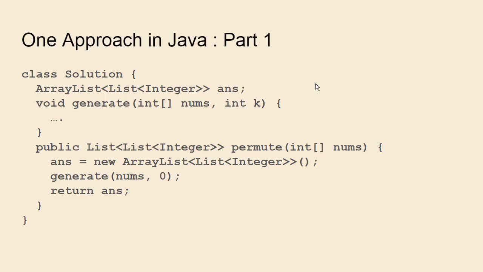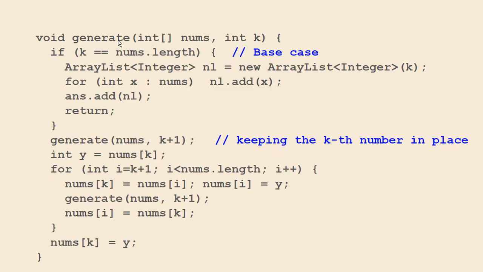This indicates that we have considered zero numbers so far. Basically k means we have fixed the first k numbers, and the rest of them we have not considered yet. So this is the recursive function. We call it generate. Whenever we have a recursive function, we first write the base case. The base case here is when k equals nums.length, so there's nothing more to consider.